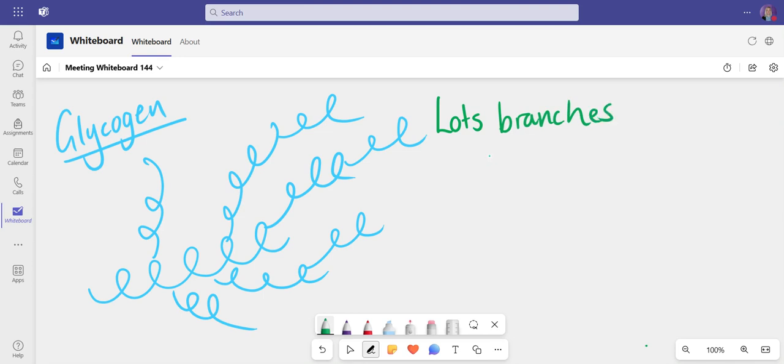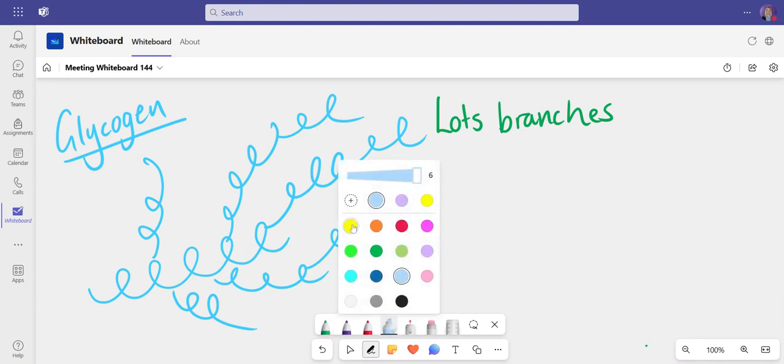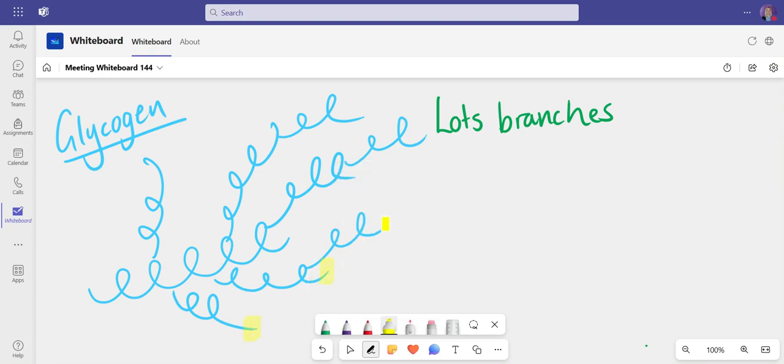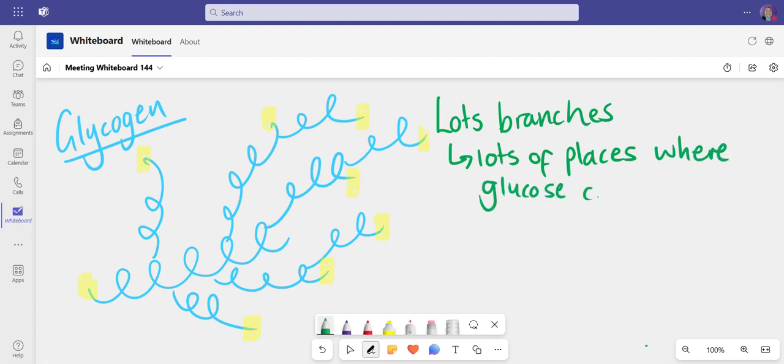Now, it has lots of branches, and we need to explain how these structural features have a function. So it has lots and lots of branches, and that means it actually has lots of ends. So if I get the highlighter tool here, we've got an end just here, an end just here, just here, just here, just here. So we've got lots and lots of ends. The more branches a molecule has, the more ends it has. And that means that it's got lots of places where we could remove a glucose molecule. And that means that we can remove glucose molecules very quickly.